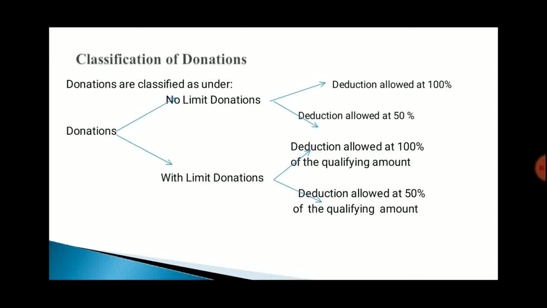The second type of donations is with limit donations. With limit donations are also further classified into two categories: number 1, deduction allowed at 100% of the qualifying amount, and number 2, deduction allowed at 50% of the qualifying amount.